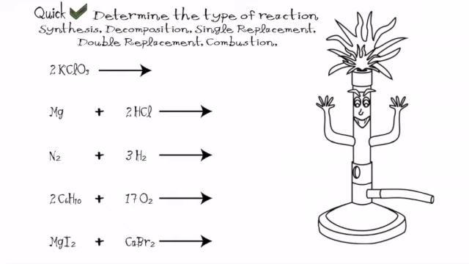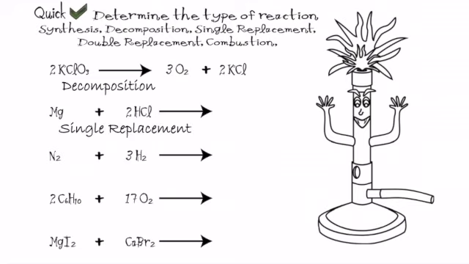Quick check. Determine the type of reaction: synthesis, decomposition, single replacement, double replacement, or combustion. Then predict the products. So the first one is decomposition. Since it's a chlorate, it will break down into an oxygen and KCl. The next one is single replacement. Magnesium will switch places with hydrogen. Be sure to check the activity series to make sure the reaction occurs. We see that it does, and the products are magnesium chloride and hydrogen.